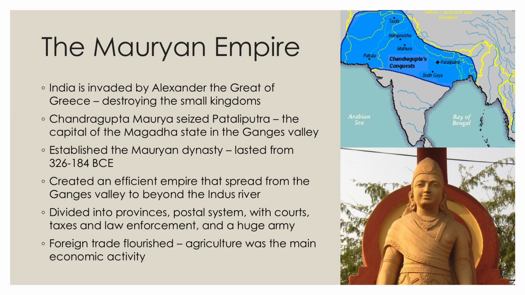Maurya created an efficient empire that spread all the way from the Ganges Valley to beyond the Indus River. He divided his empire into provinces, and these provinces had postal systems to help aid in communication, they had courts that had uniform enforcement of the laws, they had tax and law enforcement officials, and they had a huge army to protect the empire. During the Mauryan Empire, trade flourished, and agriculture was the main economic activity.